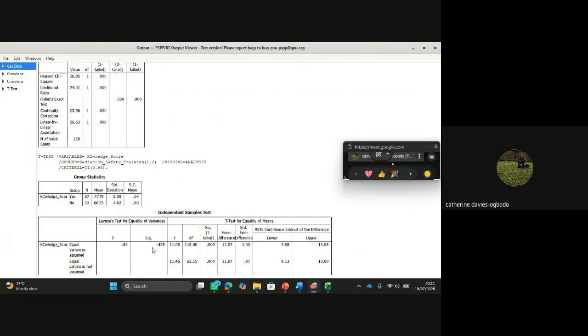So now, if your p-value is less than 0.05, then you reject the null hypothesis. But if it's greater, you accept the null hypothesis, which, for Levene's test, means equal variance is assumed. So let's go back to this document now.